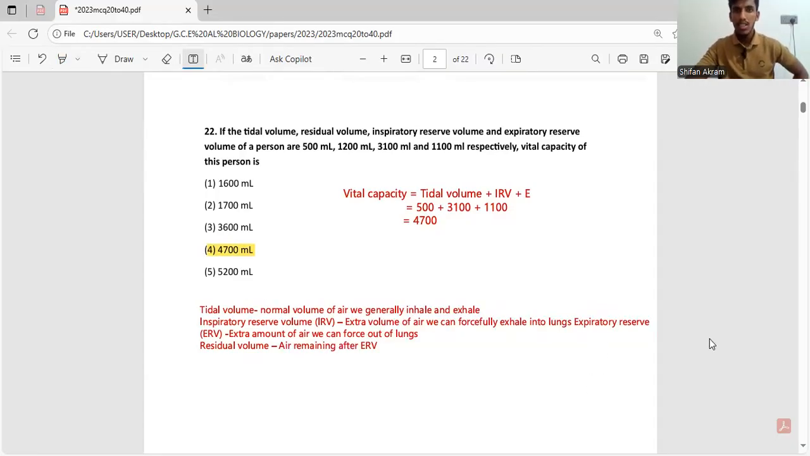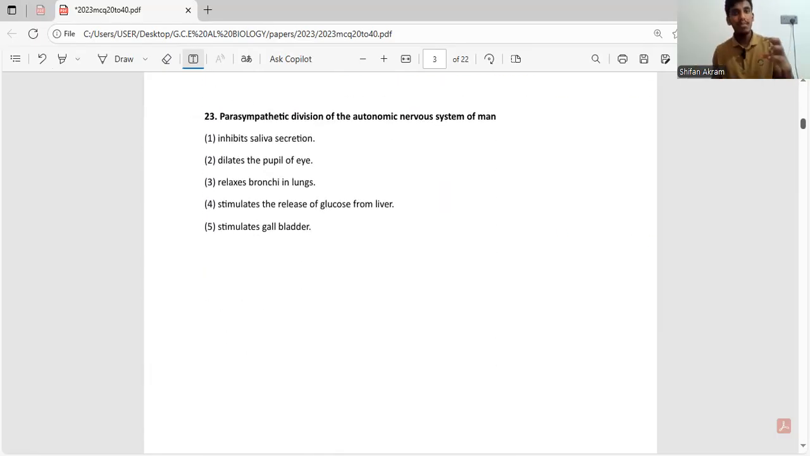Okay. Now let's go through question 23. Parasympathetic nervous division of the autonomic nervous system of man. We know the autonomic nervous system is the part of the nervous control that usually takes care of the unconscious activities of the body, right? Such as digestion and breathing. These are all controlled by the autonomic nervous system. We don't have voluntary control of them. Now, the autonomic nervous system is divided into two parts: the sympathetic nervous system and the parasympathetic nervous system.